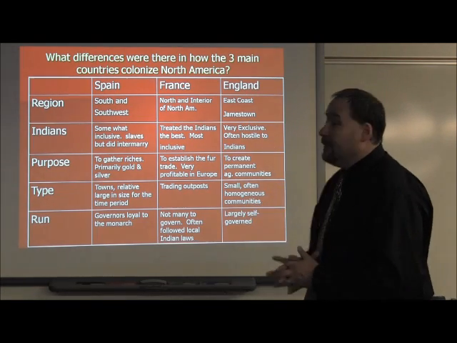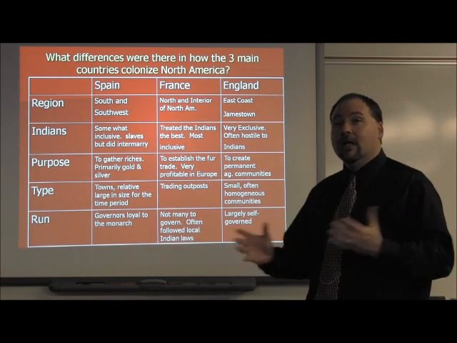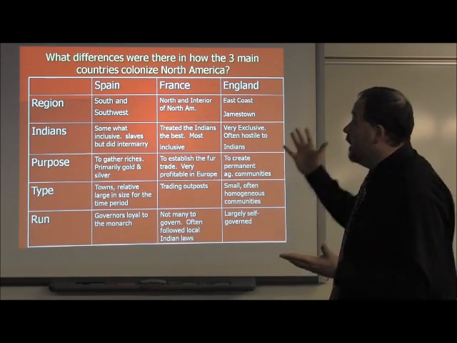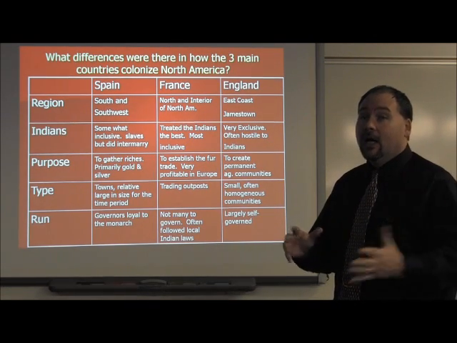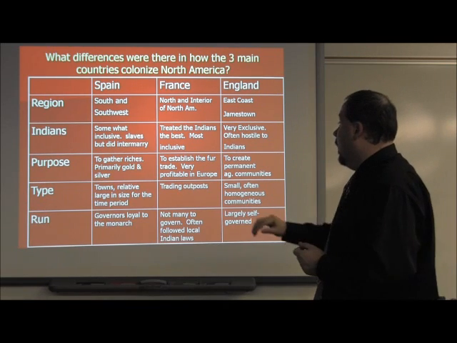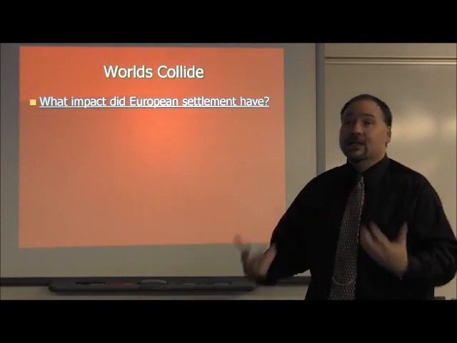So again, I'll give you a copy of this in class. That's just a quick rundown, but you will have to know what's different about the 3 types of colonies. And again, there are more countries that colonized than these 3, but these are the 3 that have the most settlement. So we'll move on then, and we'll talk about the worlds colliding, and then how did this change?